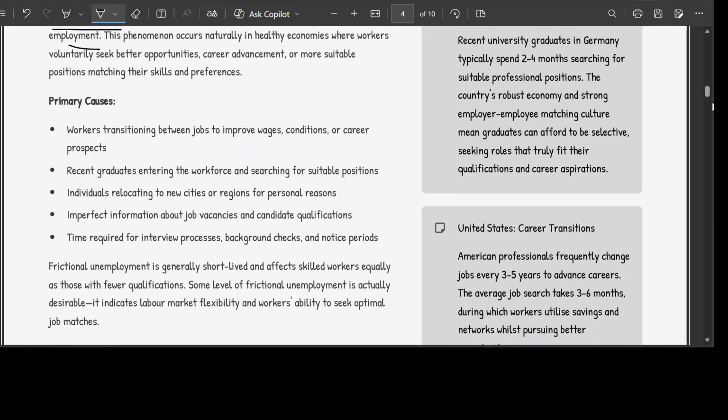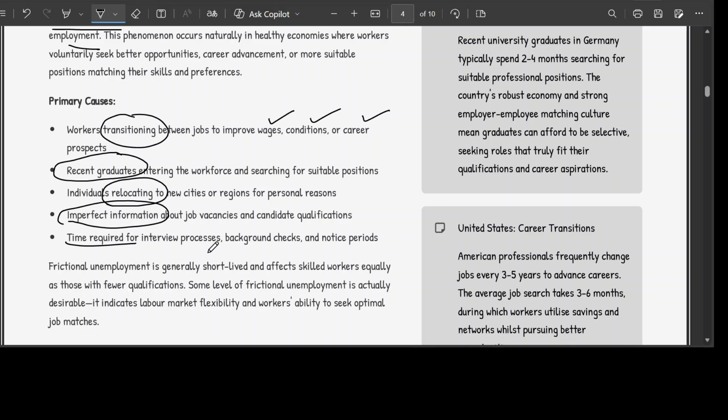Now, there can be any number of causes responsible for frictional unemployment, like transitions between jobs because of better wages, better conditions, or career prospects. Another example is recent graduates entering the workforce and searching for suitable positions, or individuals relocating to new cities, countries or regions for personal reasons. Also, imperfect information about job vacancies can create frictional unemployment. And one very common cause is the time required for interview processes, background checks, and notice periods.